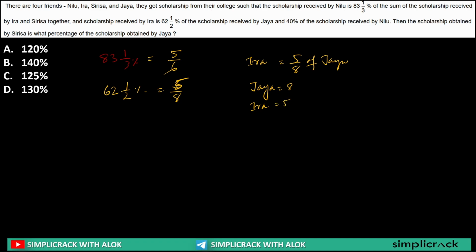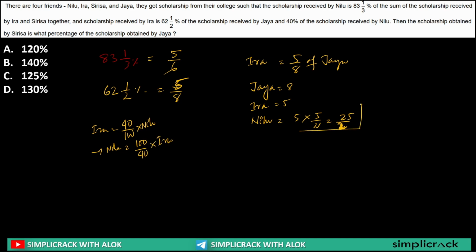Clear? Now, here it is saying the scholarship of Ira is 40% of the scholarship received by Nilu. So whatever Ira has received, this is 40% of Nilu. So the scholarship of Nilu will be 5 into 5 by 2, that is 25 by 2. Clear? I hope you are getting this point. How am I writing it? It is saying that Ira is equal to 40% of Nilu. So Nilu will be equal to 100 by 40 into Ira. And I have solved this whole thing.